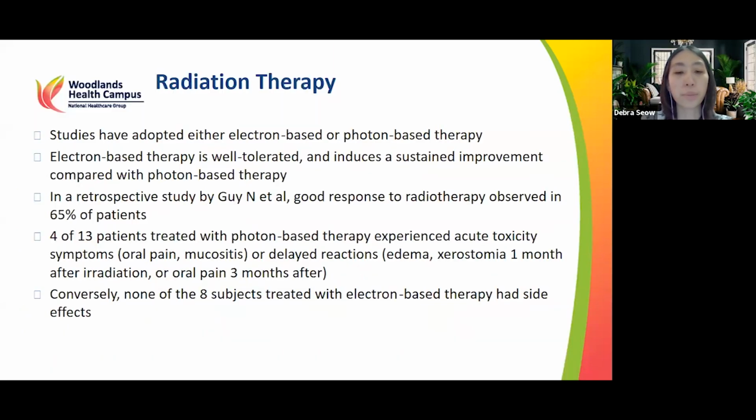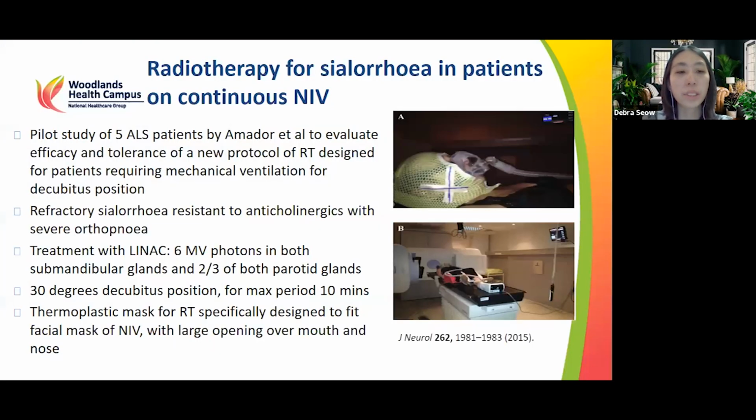And also, basically, they were in a 30 degrees decubitus position, max period of 10 minutes. So there was this thermoplastic mask that you can see on the right in figure A for RT that was specifically designed to fit the facial mask of the NIV with a large opening over the mouth and nose.